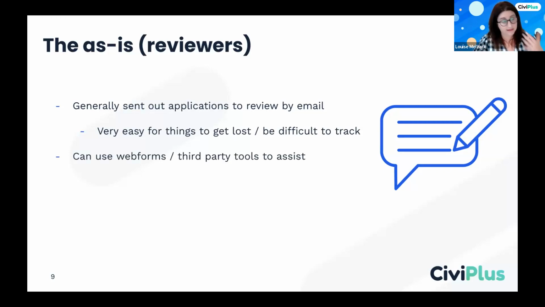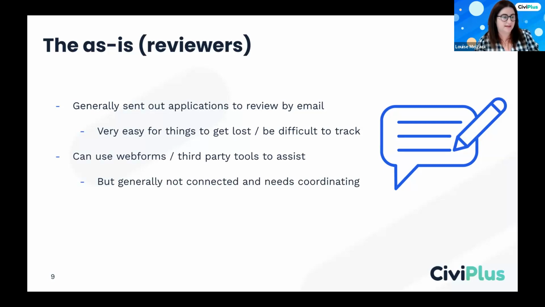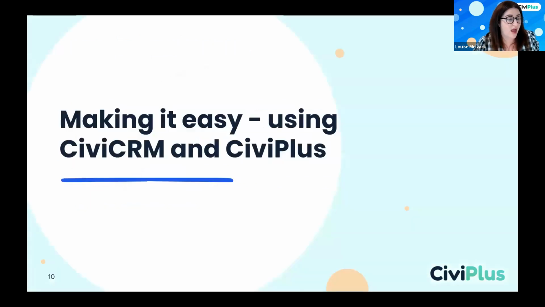A way to help mitigate that is to use web forms or third-party tools to assist in this reviewing process. But then a lot of that is not connected to the spreadsheets and not connected to this and that, and will generally need coordinating, and also can add extra cost if you're running something that's quite complex. There can be costs involved for that as well. So that's all the as-is processes.